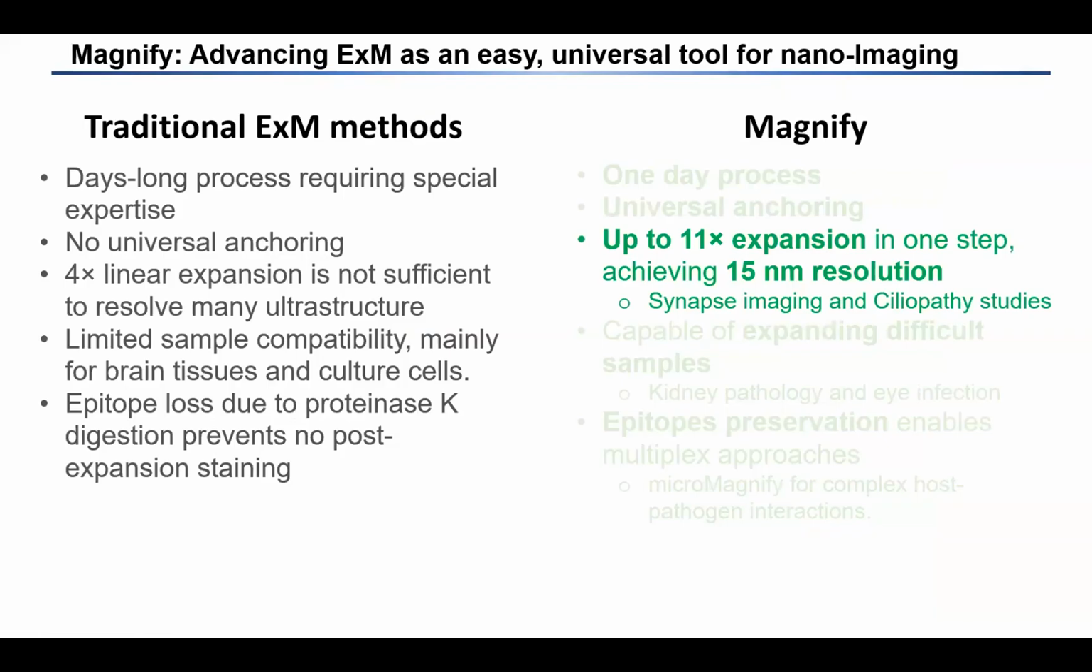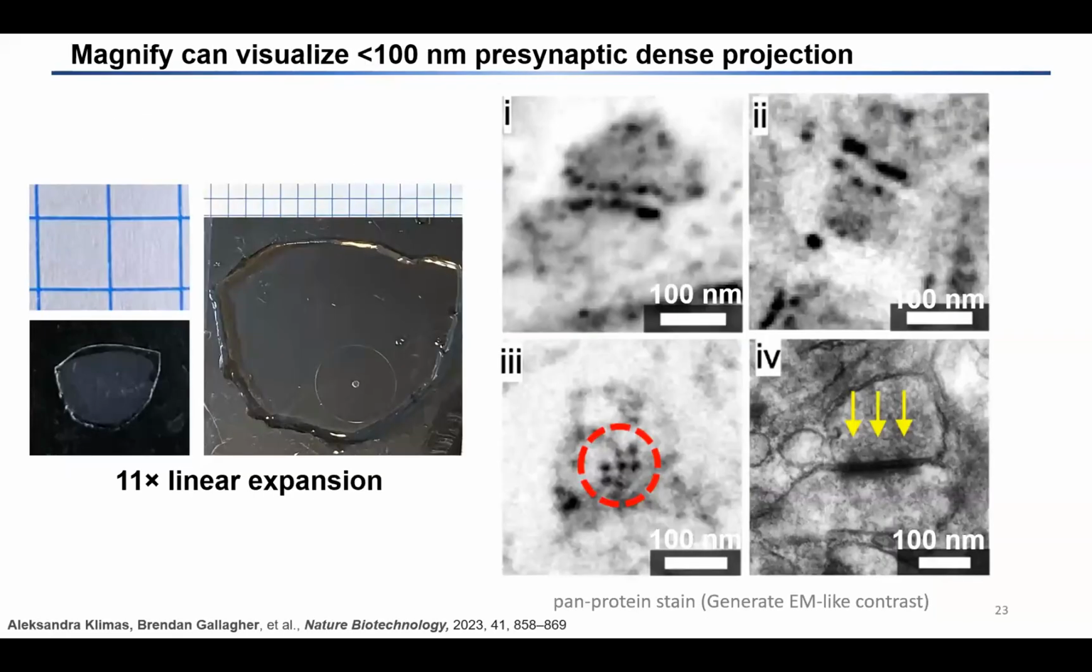Because we expand 11 times, if you apply NHS ester fluorophore, you can stain literally all the proteins that are preserved in the hydrogel, which gives you a fake EM texture. So in this case, for example, we're showing this presynaptic dense projection. Panel 4 is the EM image of the presynaptic dense projection. You see there are 3 blobs. We can also observe the same thing, 1, 2, 3, right? You can see that in the Magnify images.